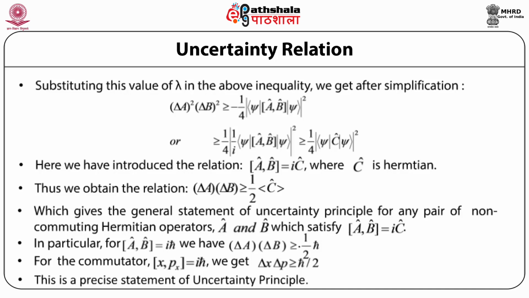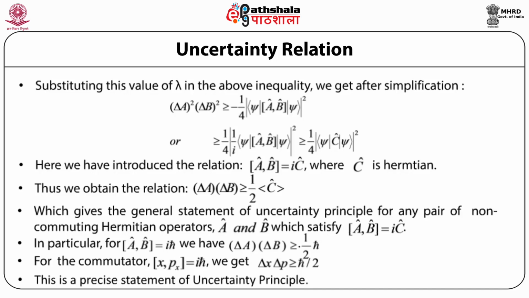Now, substituting this value of lambda in the above inequality, we get, after simplifying the inequality, the relation delta A whole square times delta B whole square is greater than or equal to 1 by 4 times the square of the modulus of the expectation value of the commutator of the operators A and B with respect to the state psi.